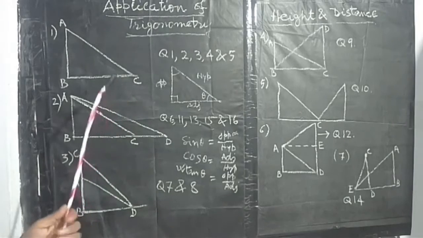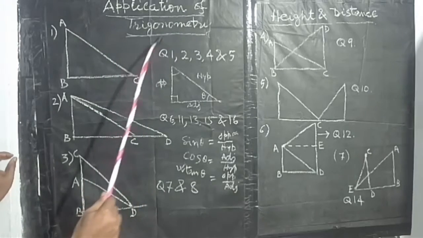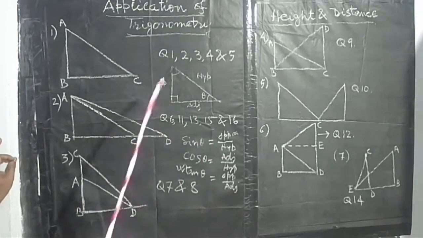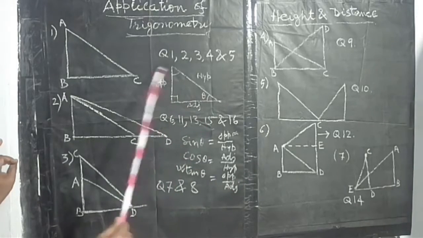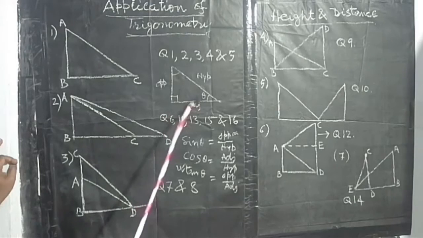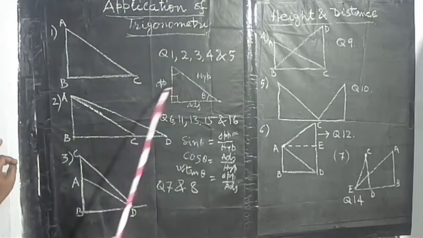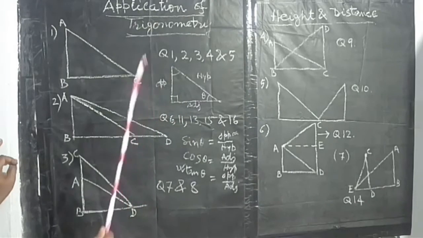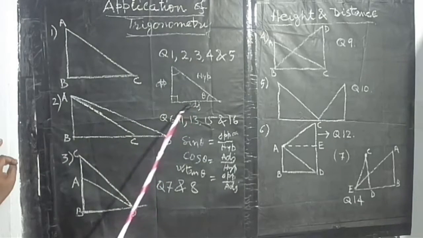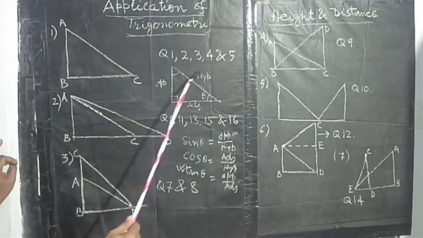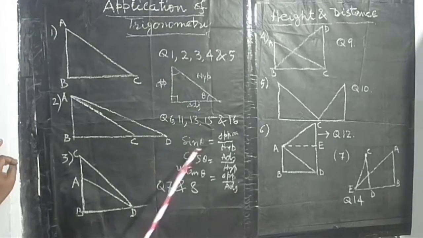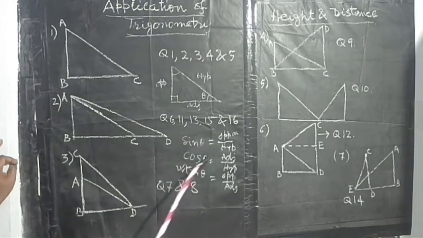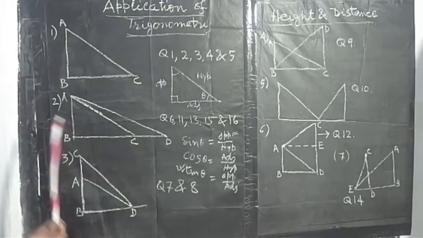Another basic concept: it is the application of trigonometry, which means we must have some basic concept of trigonometry. Trigonometry starts from a triangle, basically a right angle triangle. It will have an acute angle, and three sides: the opposite side, the adjacent side, and opposite to 90 degrees, the hypotenuse. Here sin theta is opposite upon hypotenuse, cos theta is adjacent upon hypotenuse, tan theta is opposite upon adjacent.